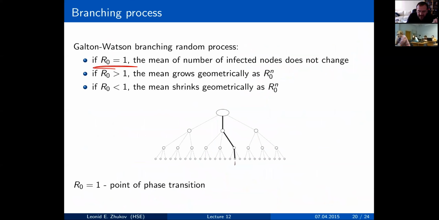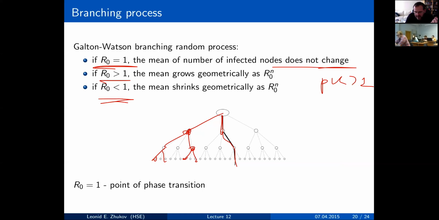If R naught is equal to 1, the mean number of infected nodes does not change, and that means that on average we'll have this sort of one-to-one propagation. If R naught is greater than 1, so P K greater than 1, we'll get more and more infections, and as time goes by, we get lots of infections. And if R naught is less than 1, then after a few steps the infection vanishes. It's kind of obvious also by looking at these values. If R naught is greater than 1, you multiply R naught times R naught times R naught, and it's geometric growth. If it's less than 1, it eventually will get to 0. So the average number of infected people will go to 0.